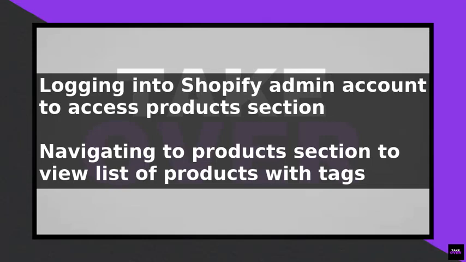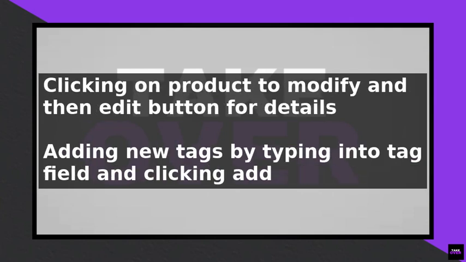To edit tags in Shopify, start by logging into your Shopify admin account and navigating to the Products section. Here you will see a list of all your products, each with its own set of tags. Tags in Shopify are used to organize and categorize products, making it easier for customers to find what they are looking for. To edit tags, click on the product you want to modify, and then click on the Edit button.